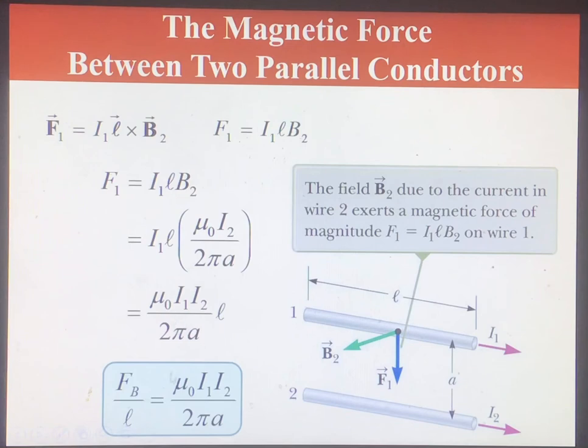Generally, sometimes we calculate the magnetic force per unit length. So if you take this value and just divide by the length, it's given by mu naught I1 I2 over 2 pi A, where A is the distance between the two.